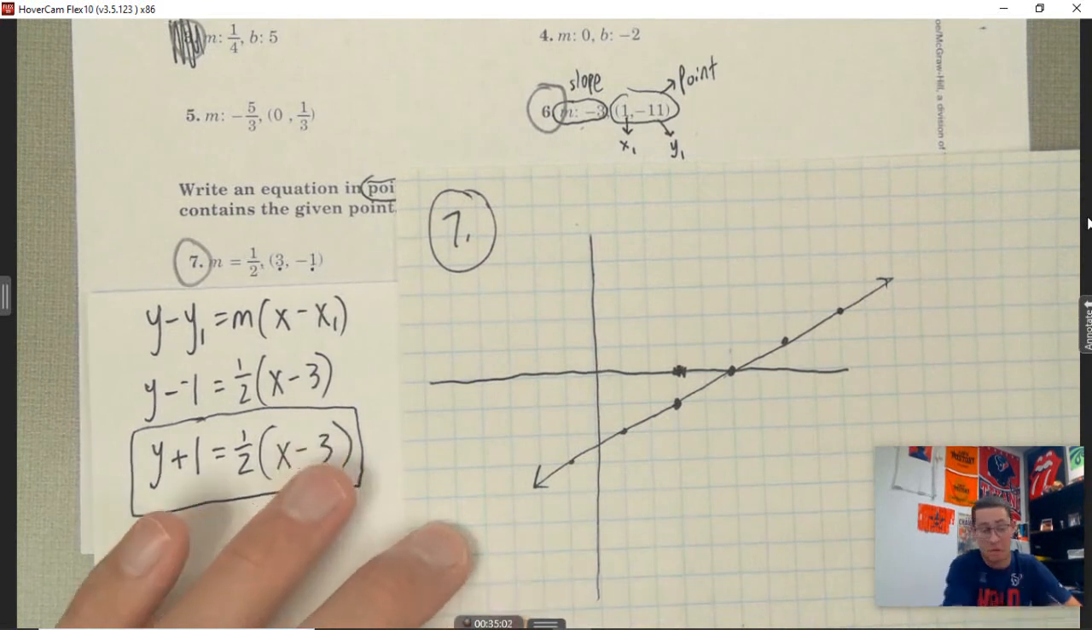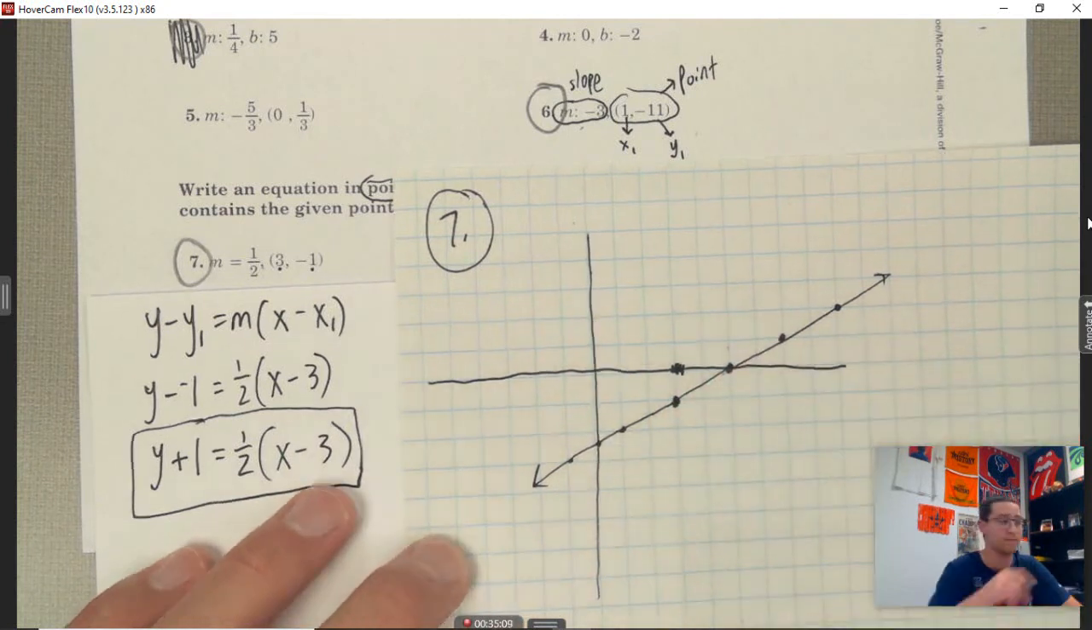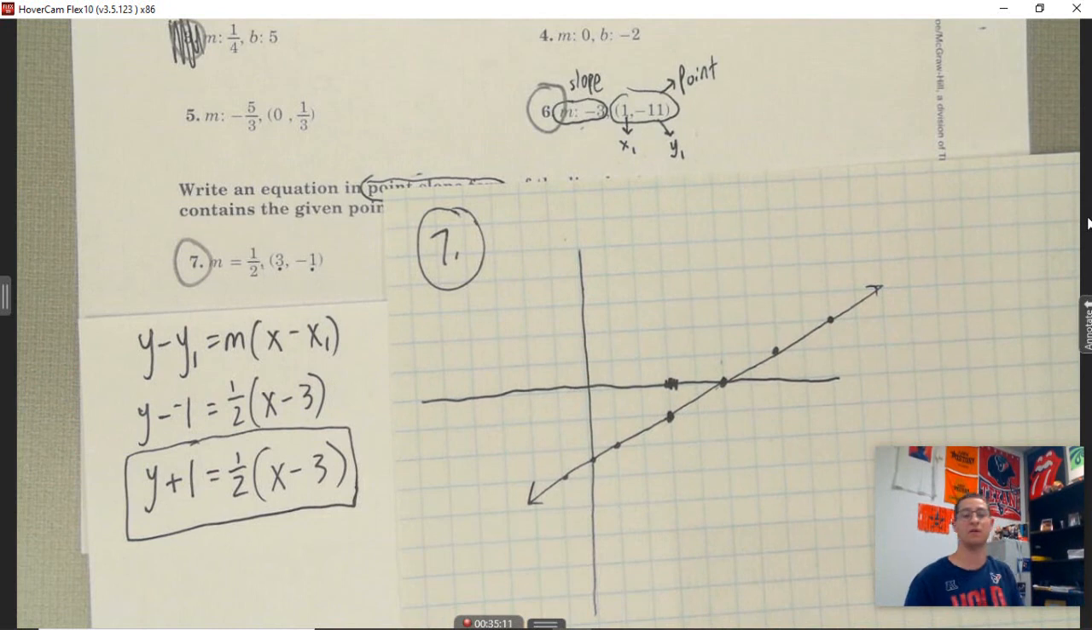Okay? Now, something to keep in mind, that would be your y-intercept. Okay? Just something to keep in mind. If I were to write it into slope-intercept, we could use that. Okay? Just throwing that out there.